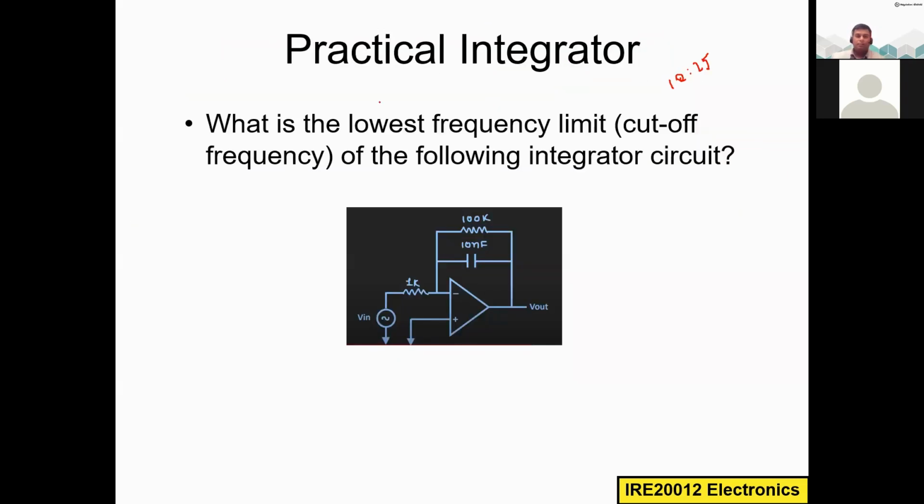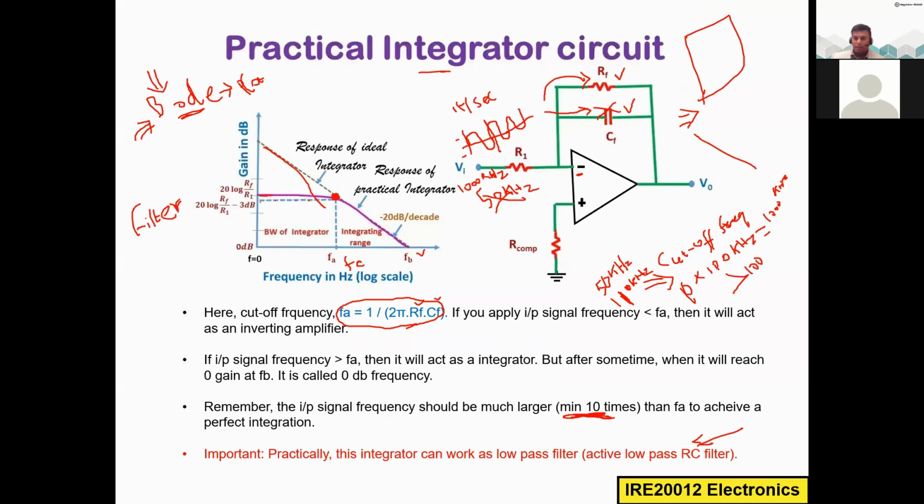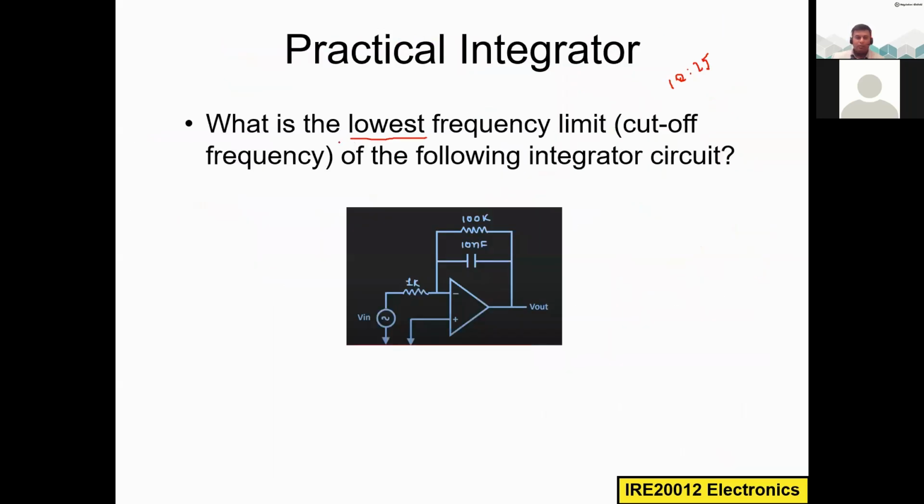This is the problem for the integrator. What is the lowest frequency limit of the following integrator circuit? I call this the lowest frequency limit because, as I said in the example, 100 kilohertz is the cutoff frequency of this circuit. If I apply below this value, the circuit will not work as an integrator. So the lowest I can go is the cutoff frequency. That is why the question is, what is the lowest frequency limit of the following integrator circuit?